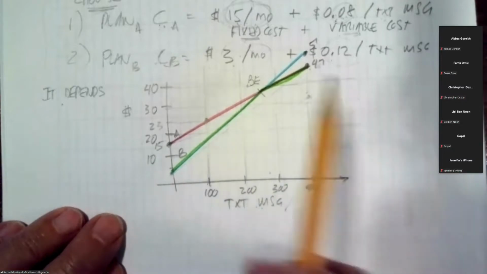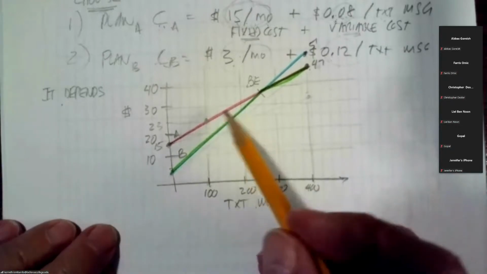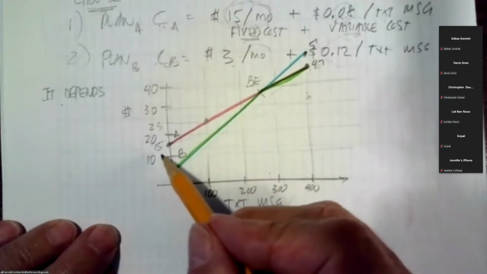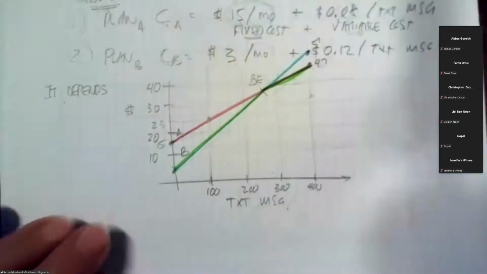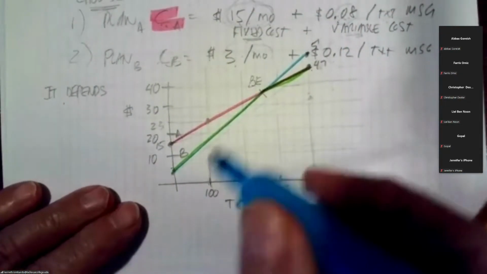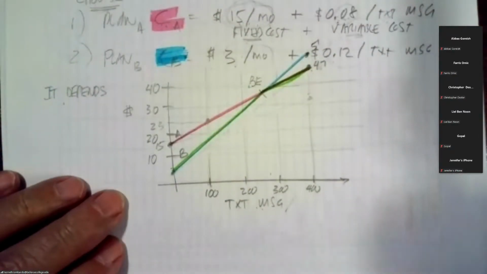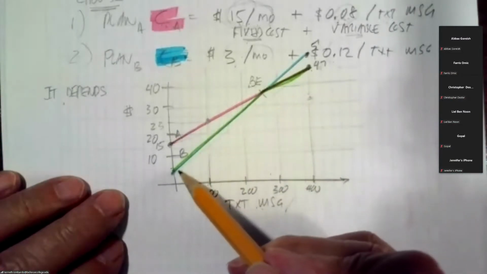Okay. So for this particular problem, we're just asked to choose between two text plans where the functions in fact are straight lines. And so this pink line here represents the one beginning at 15. So I'll call that plan A. And then plan B was the one starting at 3. So that was this one down here. And then the green line represents where we want to be.